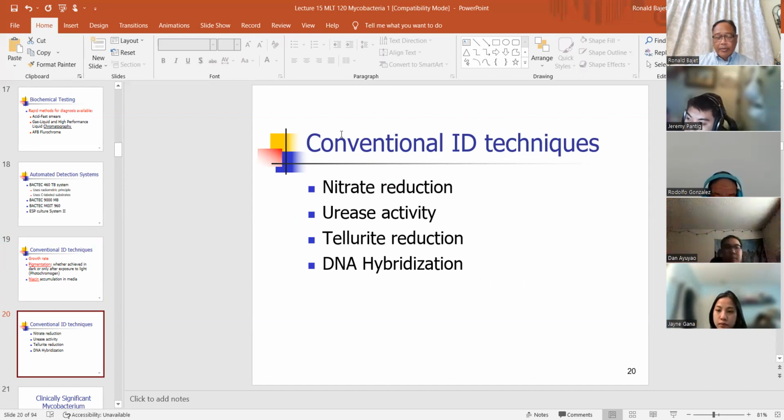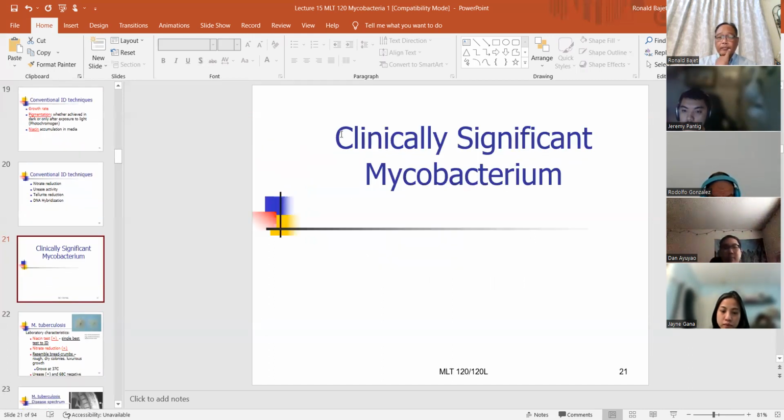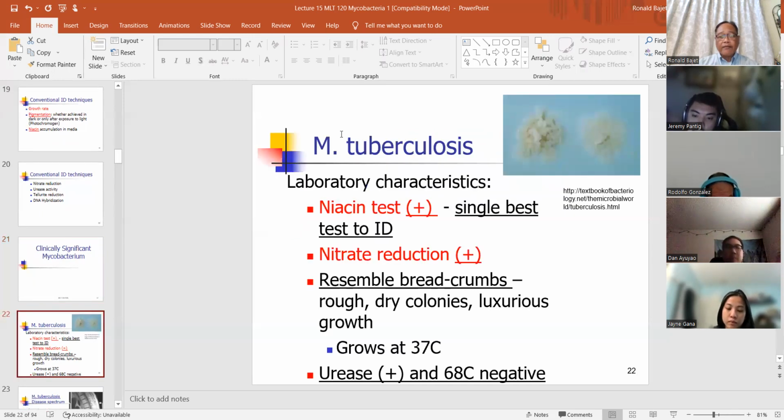The first 3 I'm going to be talking about, and they can be testable information: tellurite, urease, and nitrate. Okay, the Mycobacterium that are clinically significant I'm now going to talk about. And the first one is MTB, Mycobacterium tuberculosis. The picture up here, that's what the breadcrumbs look like.